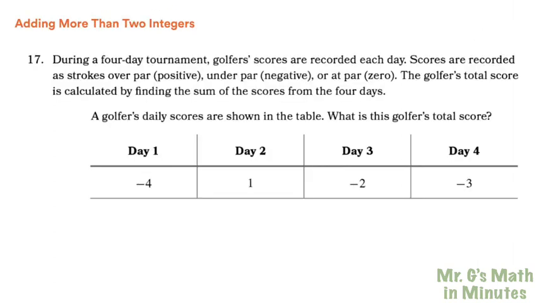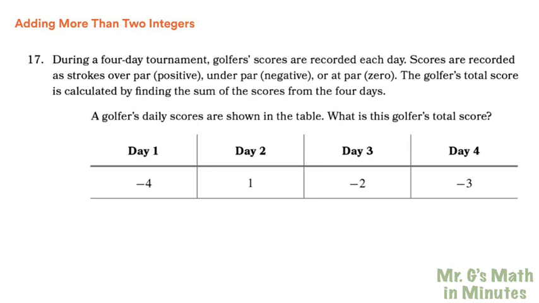And then sometimes we have to add more numbers than just 2 to figure out an answer. So for this particular problem, during a 4-day tournament, golfers' scores are recorded each day. Scores are recorded as strokes over par. They can either be positive, or under par, negative, or they can be at par, which would be a 0. The golfer's total scores are calculated by finding the sum of the scores over the 4 days. Here is one golfer over a 4-day period. We're trying to figure out what his score is.